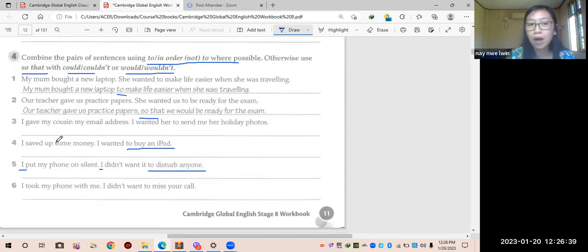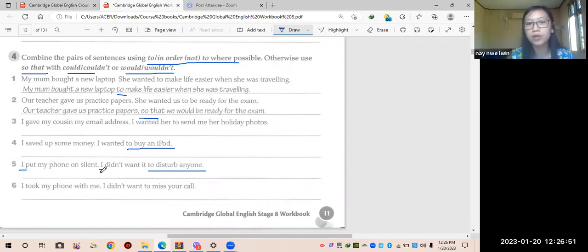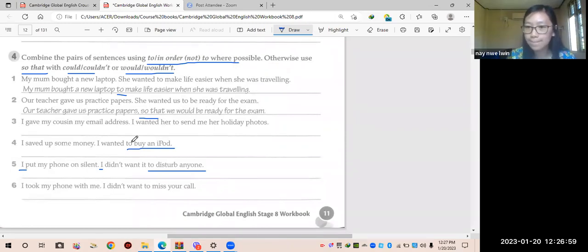Okay. So you got all the answers from number 4. Check. With number 5, is it okay to use "so that I wouldn't disrupt anyone"? Yes, if you have the same subject, it is okay whether you're using "in order to" or "so that." You can use both. Okay, correct. Is there any more question for number 4? No more question. Okay, I can understand.